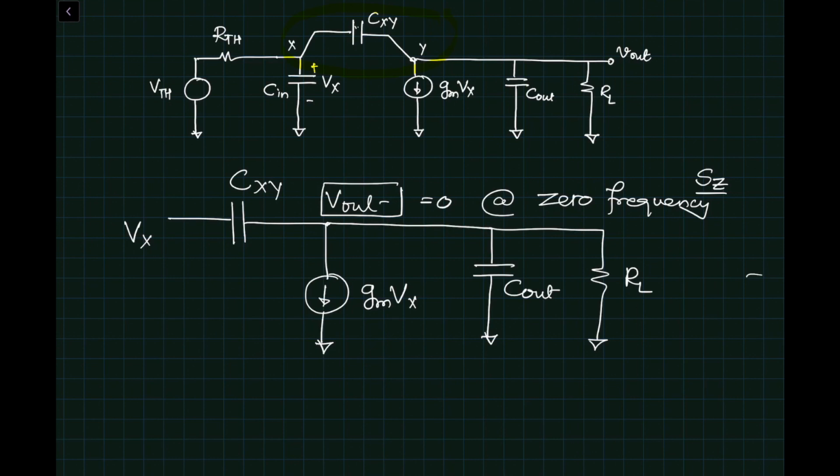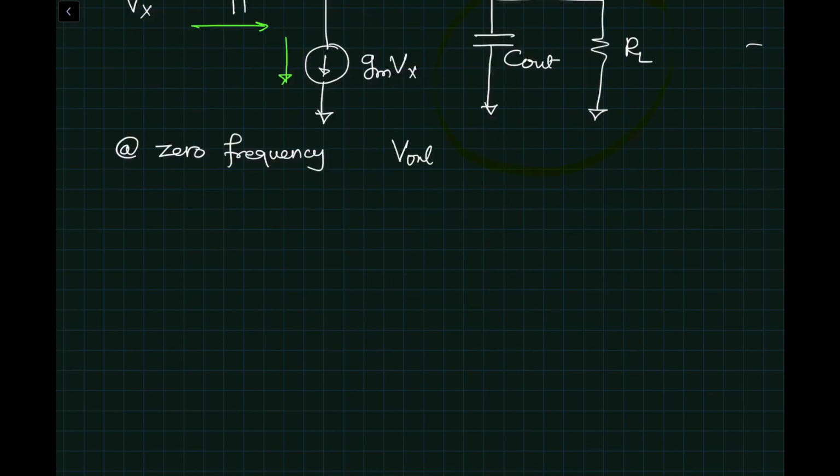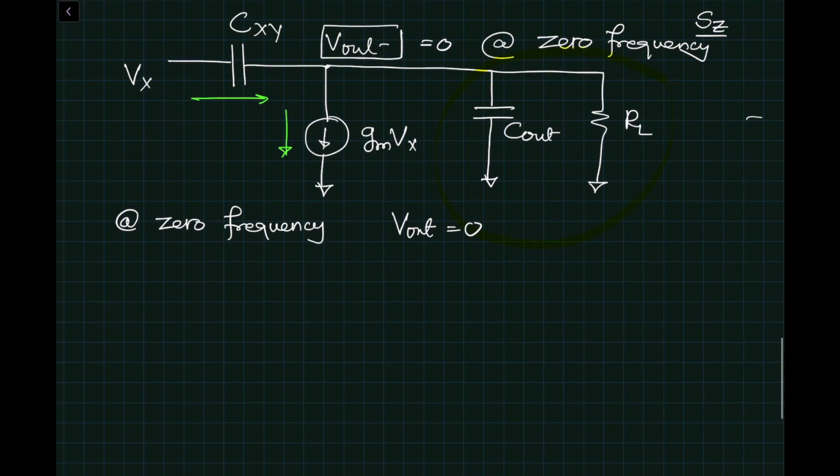We are not physically connecting V out to 0. It's just that the transfer function will happen in such a way that V out will be equal to 0 at the zero frequency. So what that means is these two components will not carry any current at zero frequency. And we can have current which is flowing this way and that will flow that way. So at zero frequency, V out is equal to 0.